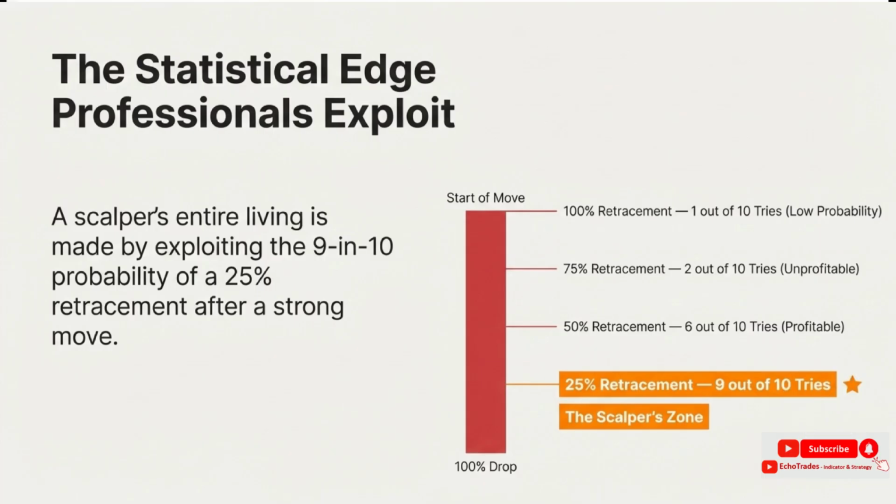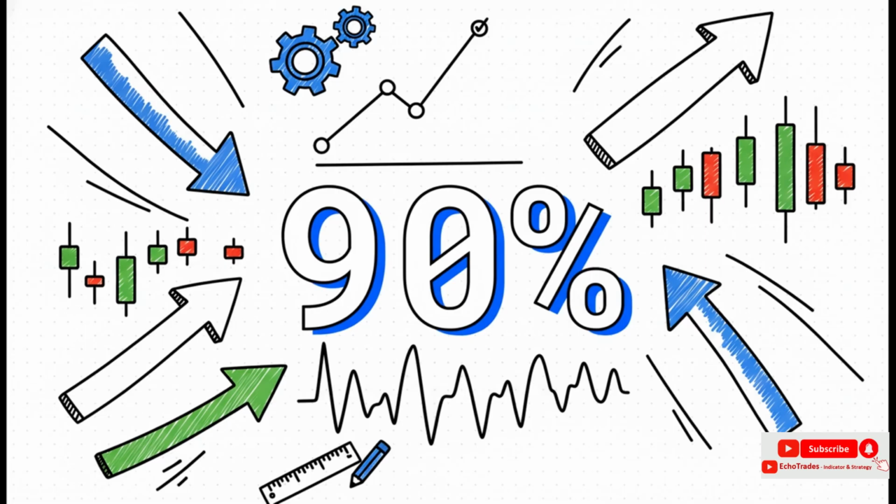So let's put a number on it. The crucial, absolutely critical point is this. A 25% retracement happens 9 out of 10 times. That is a 90% probability. This isn't a hunch, it's not a guess, it's a statistical tendency that we can build a strategy around. This is the professional's play.